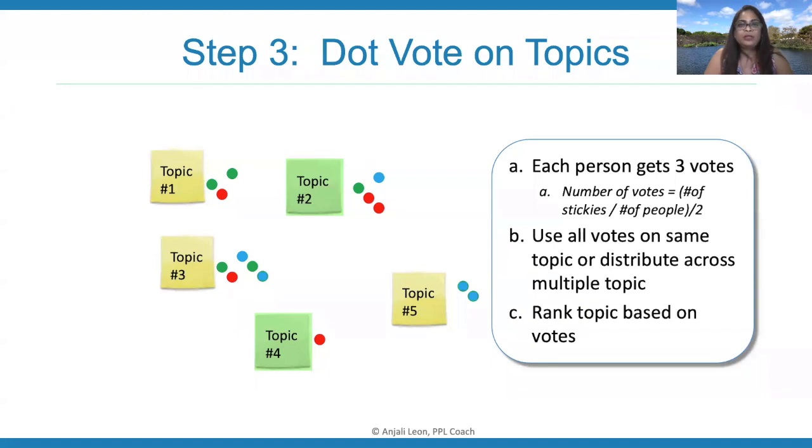Now, you might want some guidance on how many votes to give each participant. And there's a formula for this as the de facto standard. So you might think number of votes is equal to the number of stickies, the number of topics that you have available, divided by the number of people, divided by 2. Once the participants have voted on the topics, now you have a ranking for each topic for the discussion portion.